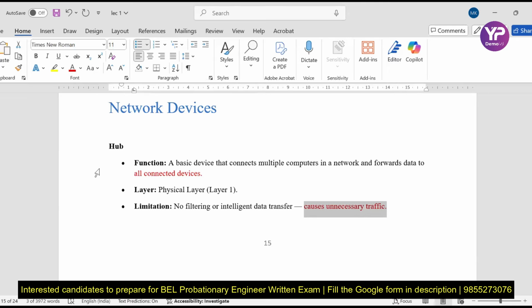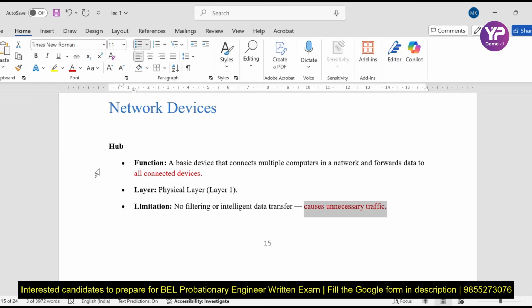So can you tell me about the hub? It's a physical layer device, no filtering, not intelligent. Switch: within a LAN, intelligent filtering. Bridge: between two LANs, intelligent filtering. These are the key points we have to keep in mind.